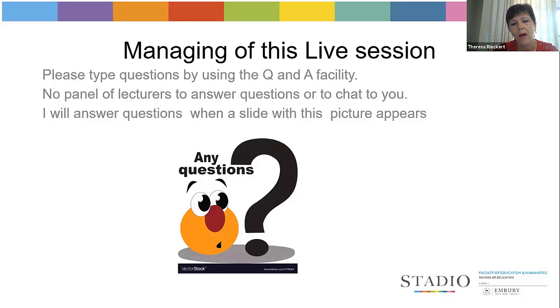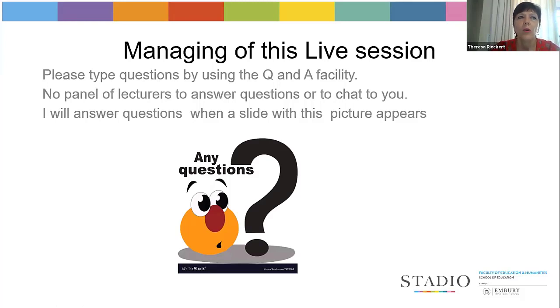At about, I think I've got about 3 or 4 places in the actual lecture where a little picture like this will come up on my slide, which means that I will then answer the questions that are already there in the question and answer facility. I think this is just to manage everything and to make sure that things run smoothly, right?